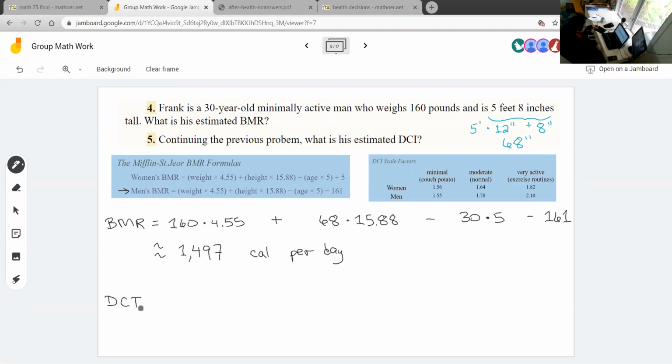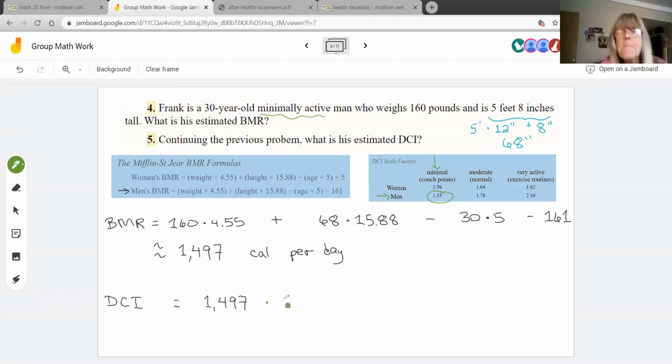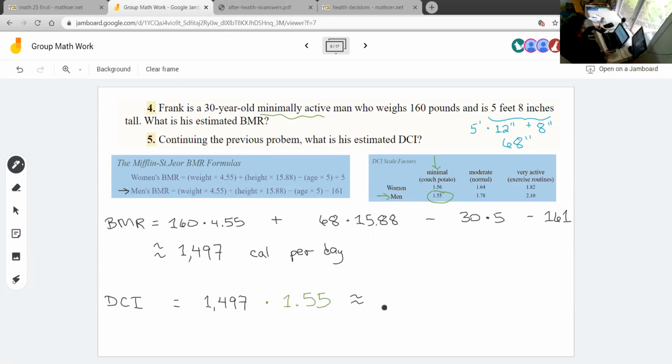So for the DCI, we take that number, and where is he on the table? He is minimally active. So man, minimally active, 1.55. And I'm getting about 2,320.